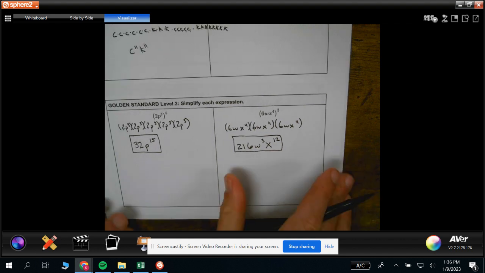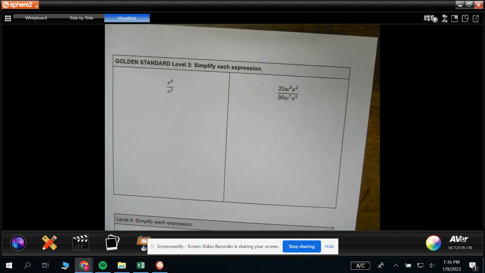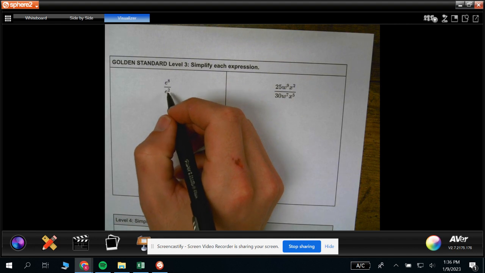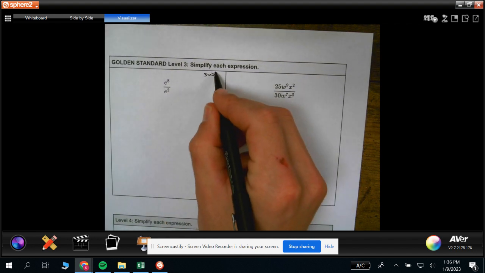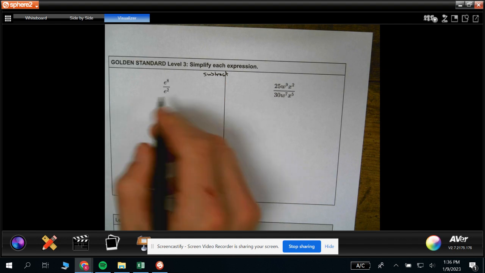All right, let's go to the second page, the back side. For level 3, quotient rule. When we are dividing terms with the same base, we're going to subtract. So we've got e to the 8th over e squared. What does that look like?